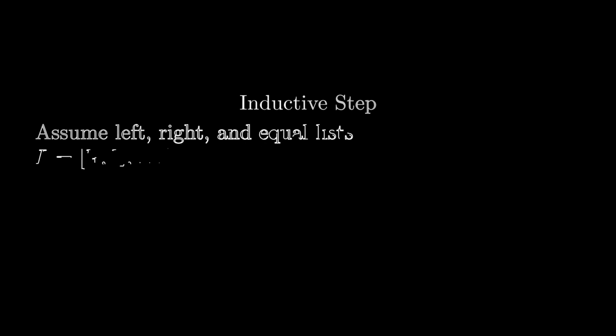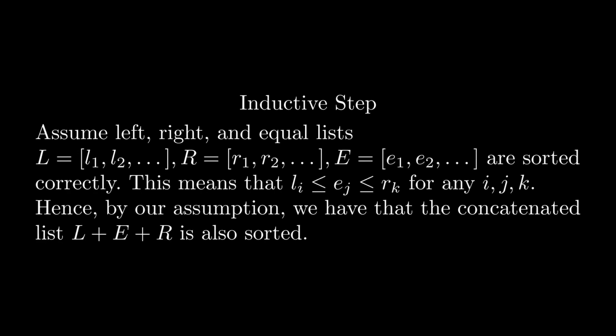Let's prove the correctness of this algorithm as well. Starting with the base case, we trivially have that for a list of size 0 or 1, the list is automatically sorted, so we are done. For the induction step, we simply assume that the left and right arrays are recursively sorted. Since each element in the left and right lists are in the correct order, and every element in the left list precedes every element in the right list, we have that concatenating L plus E plus R gives the correct order of elements.